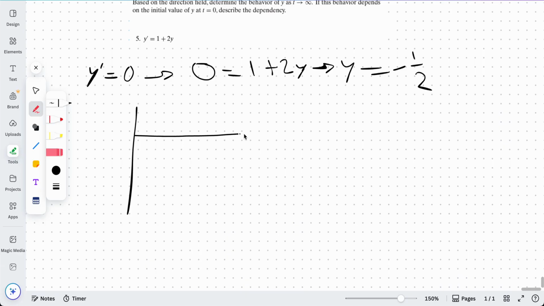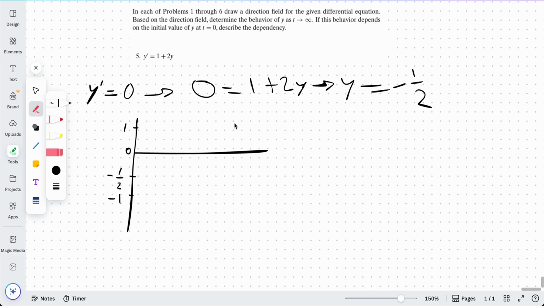So drawing our graph, that's kind of the 0 line. And then let's say we have our negative 1 half here, right? Our equilibrium solution, maybe negative 1 over here. And then let's just do 1 over here. Right, so now when drawing a direction field, all you really need to do is just plug in various values of y and then see what the slopes are doing, right? Because the y prime is the derivative, which we know is the slope.